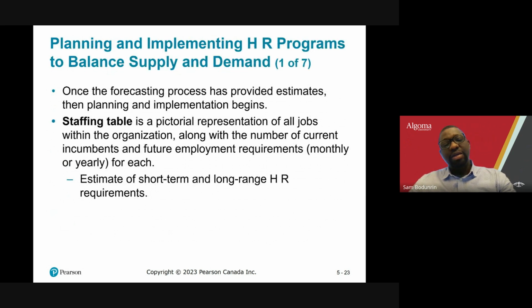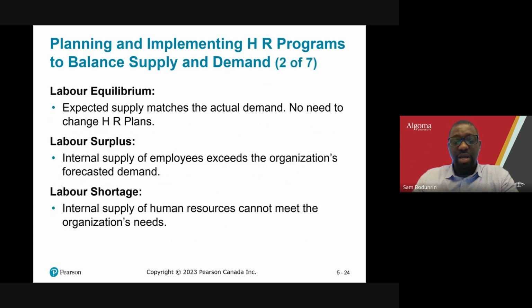Okay, let's talk about the staffing table, which is a pictorial representation of all positions within the organization, current positions filled, and the ones that are also open for future hiring. We use that in HR to estimate our long-term and short-term HR requirements in terms of people or talent.